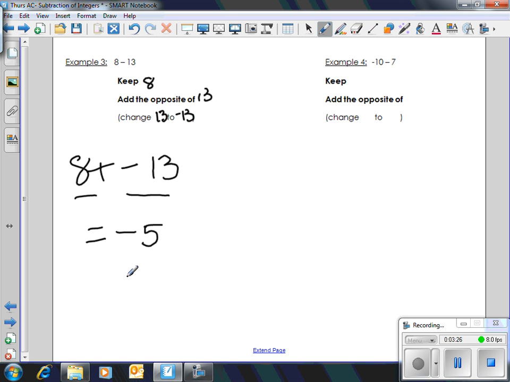Next, we have negative 10 minus 7. So we are going to keep the negative 10. We are going to add the opposite of, this is a positive 7, which means we are going to change positive 7 to negative 7. So that means I have negative 10 add negative 7, which means I owe somebody $10 and I owe somebody $7, which means I owe $17 in all.